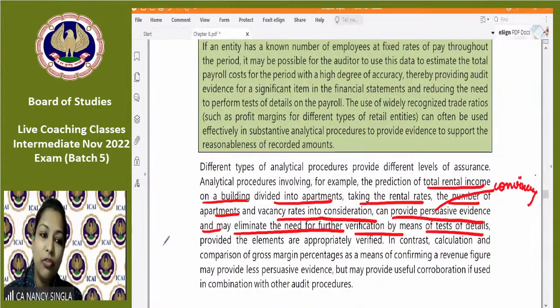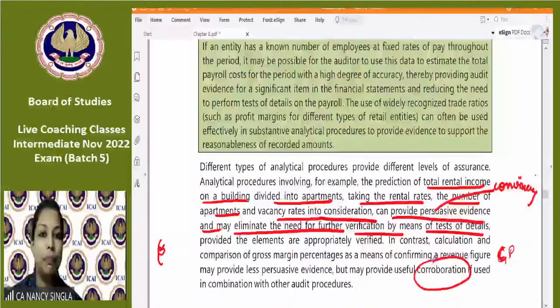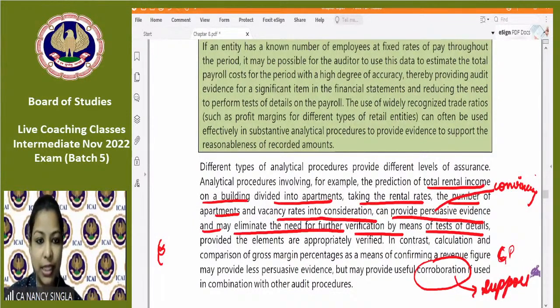But tell me, when I have used one of the analytical procedure as ratio analysis, that GP ratio I have calculated. So is it possible that considering that GP ratio is correct, I may not check the entire P&L? नहीं. This conclusion that GP ratio is fine, जो मैंने develop किया था expectation उससे correct है, this only supports my other elements of P&L ना. पर उनको चेक तो करना पड़ेगा ना. तो corroboration is what? Supporting. So let us read this again.